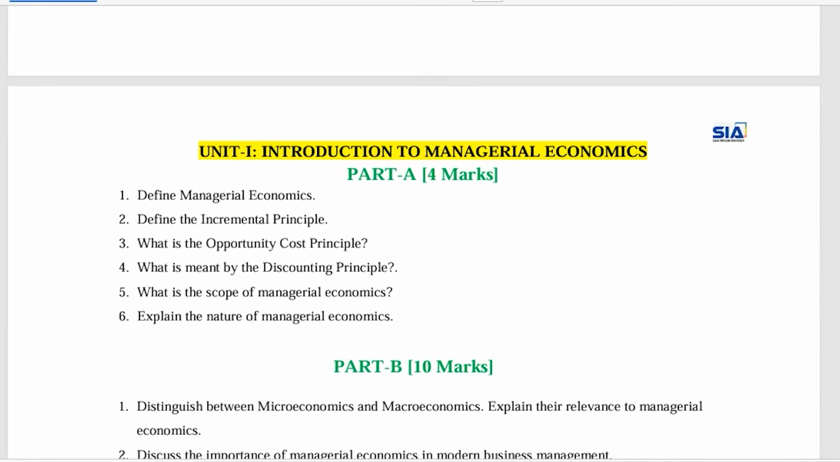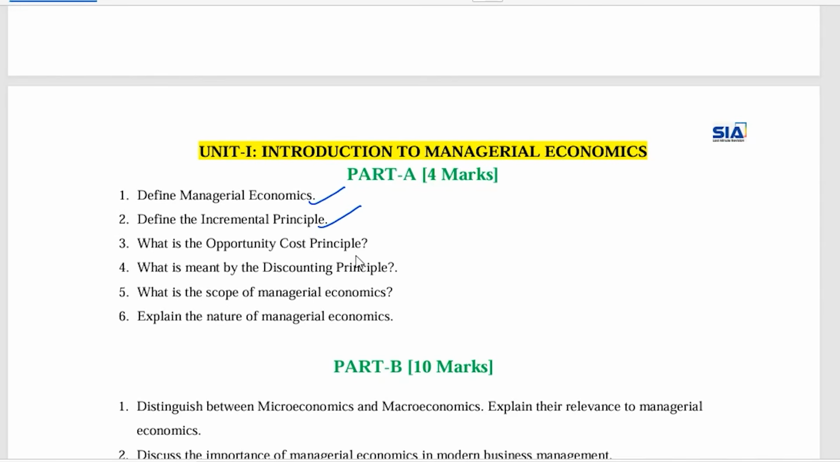Coming to important questions. Unit 1, Introduction to Managerial Economics. Part A. Define Managerial Economics. You can explain these questions with proper definition part and elaborate these questions with features or objectives or scope. Next question, define the incremental principle.